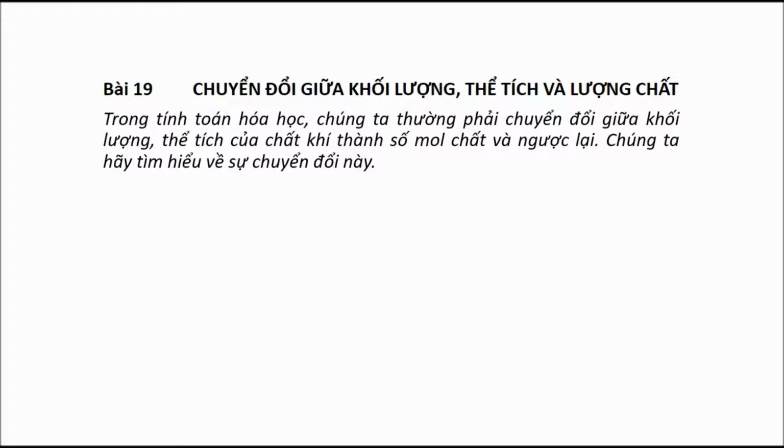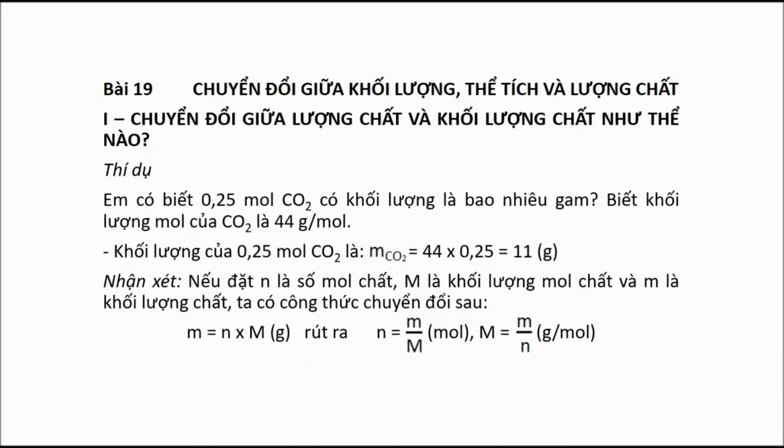Lesson 19. Conversion between mass, volume, and molar amount of a substance. In chemical calculation, we usually have to convert the mass and volume of a gas into the molar amount of the gas, and vice versa. We will find out about this conversion. 1. How to convert between the molar amount and mass of a substance.